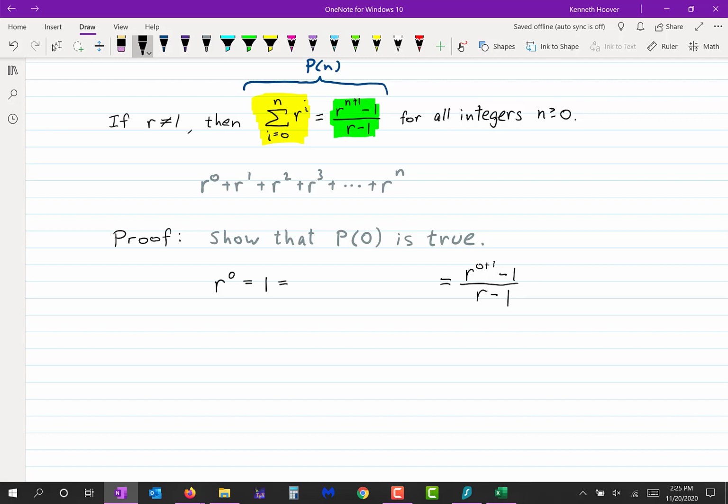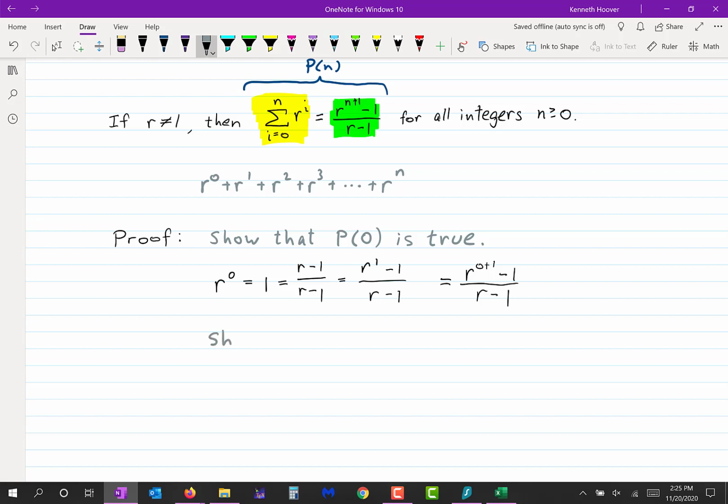And isn't that equal to r minus 1 over r minus 1? Which is r to the first minus 1 over r minus 1, which equals r to the power 0 plus 1 minus 1 over r minus 1. So I'm done. Okay, see, that requires very little work.